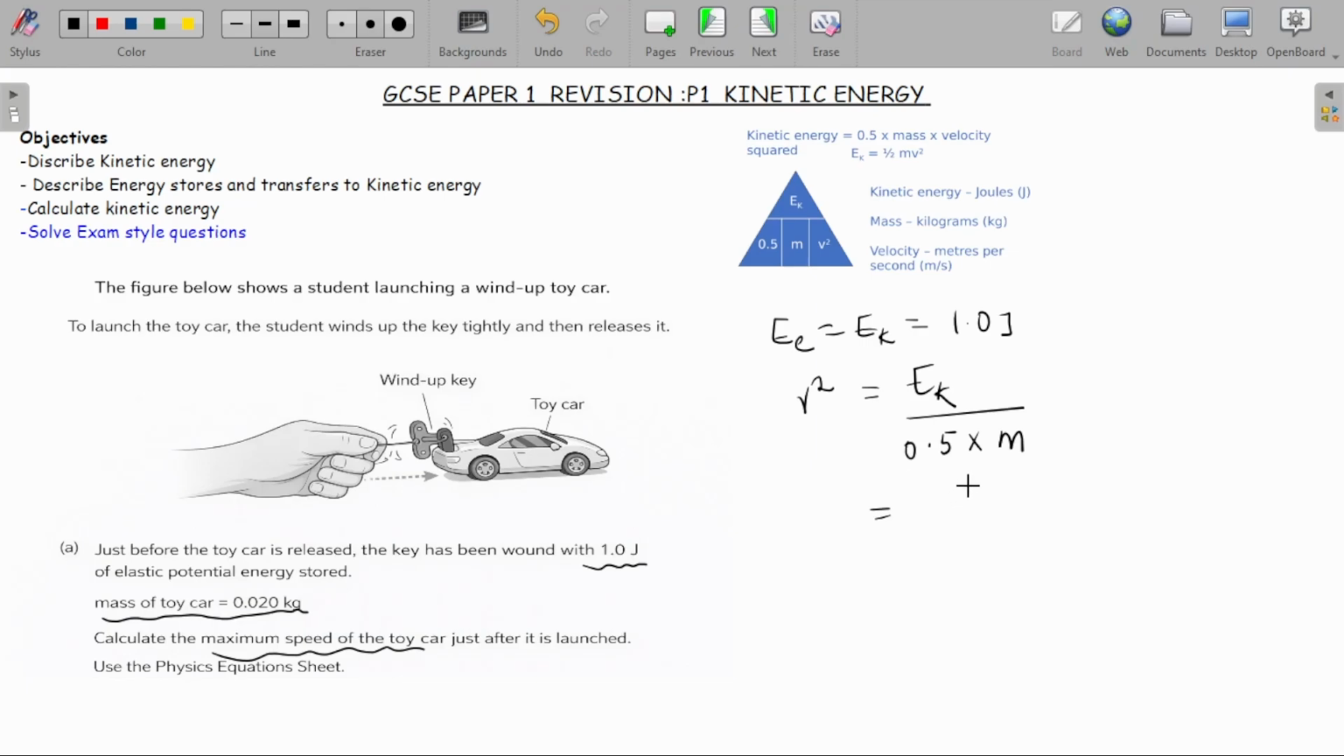So this gives us 1 divided by 0.5 multiplied by 0.020. Plug that in your calculator, you should get 100. So V squared is equal to 100. To find V, we need to take the square root of both sides. In this case, we have the square root of 100, which is going to be equal to 10 meters per second. So in this question, the maximum speed is 10 meters per second.